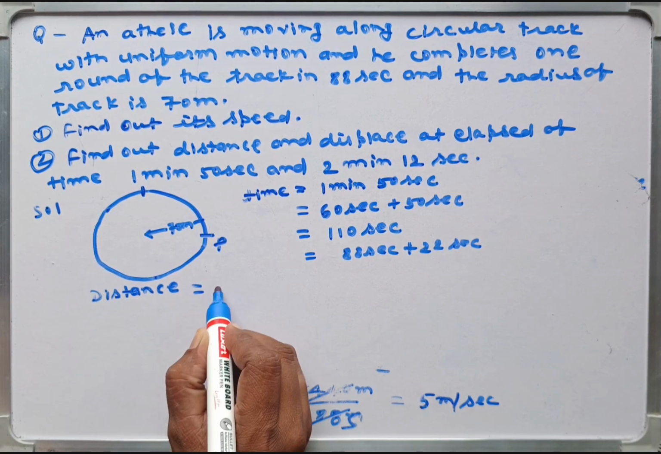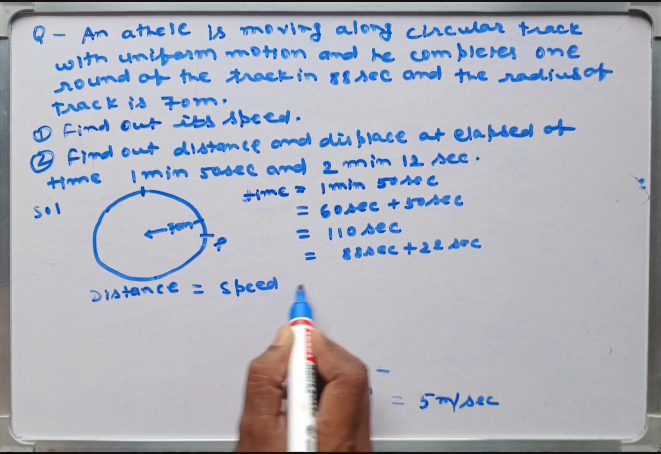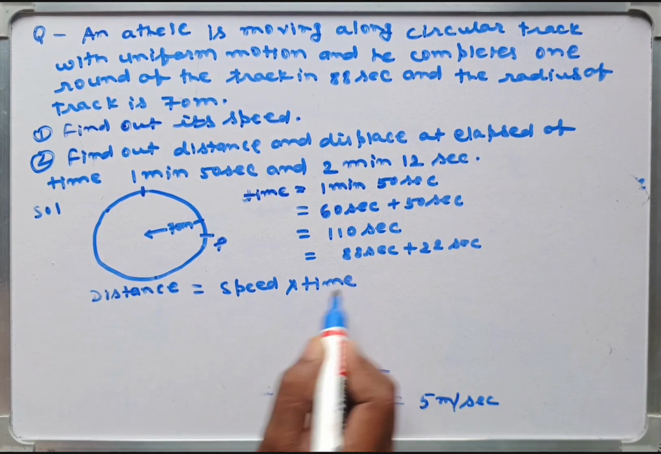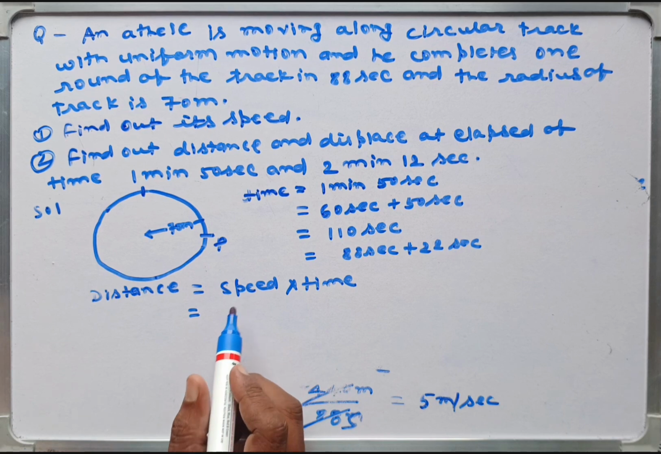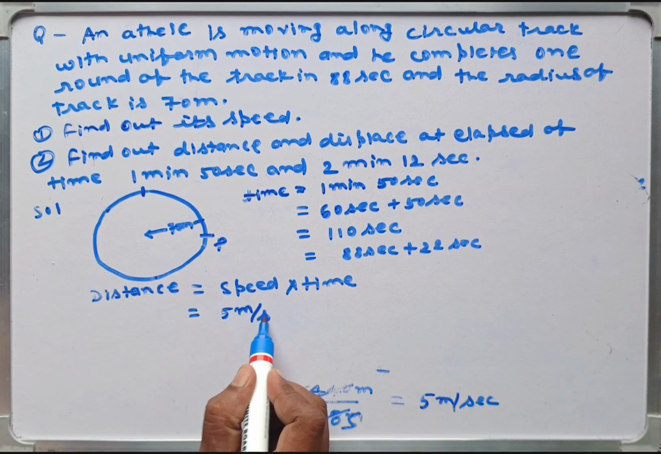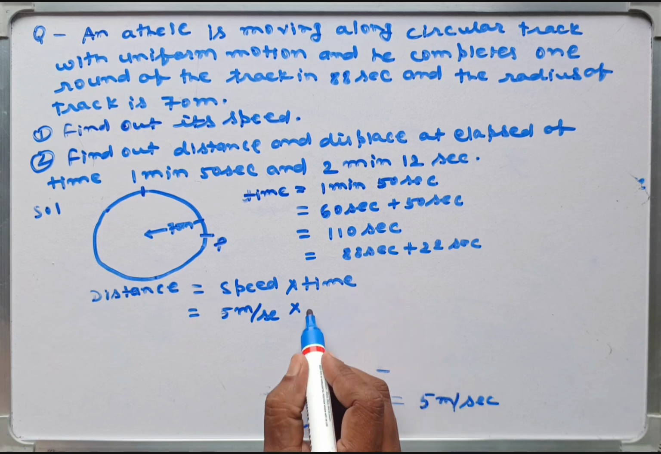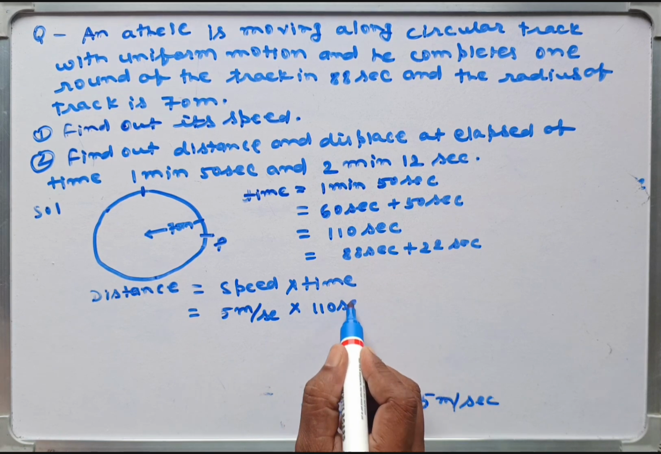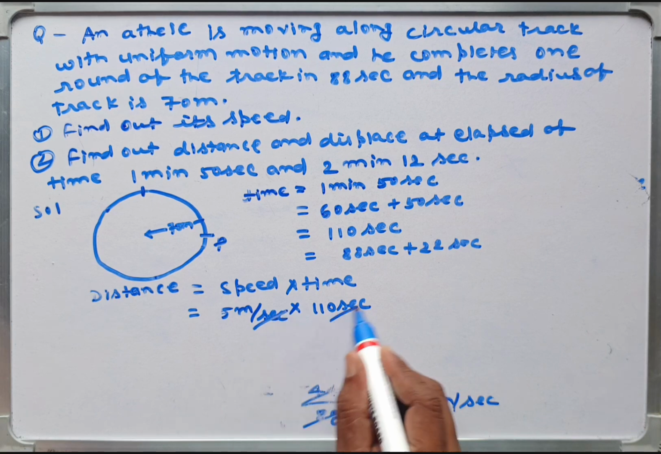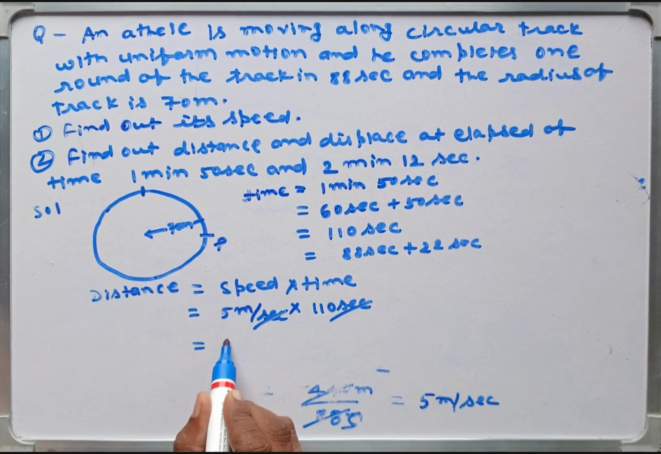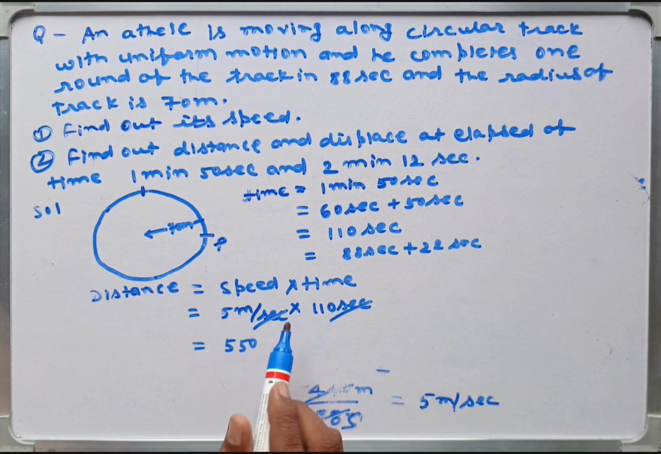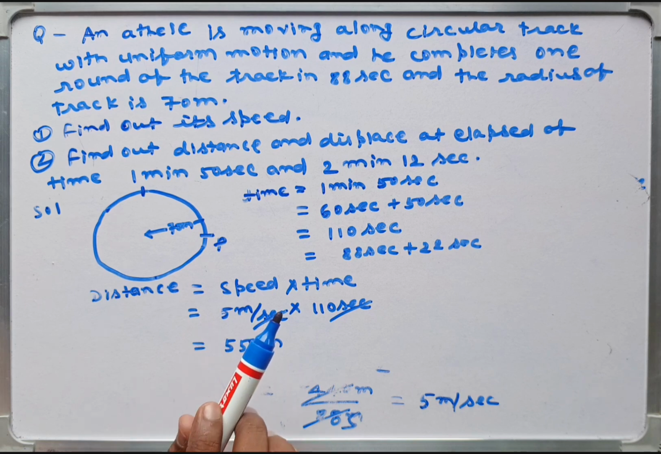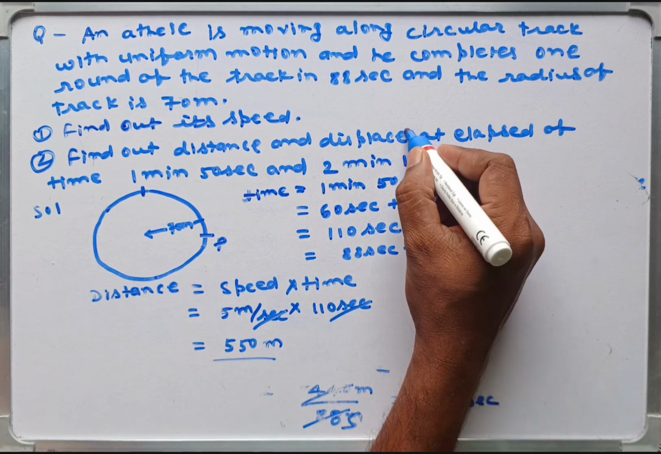So you can say, sir, distance equal to speed into time. Now speed is here 5 meter per second into time elapsed is 110 second. So this second cancels out, or you can say after elapse of 1 minute 50 second the distance covered by the athlete is 550 meter. Then what about the displacement?